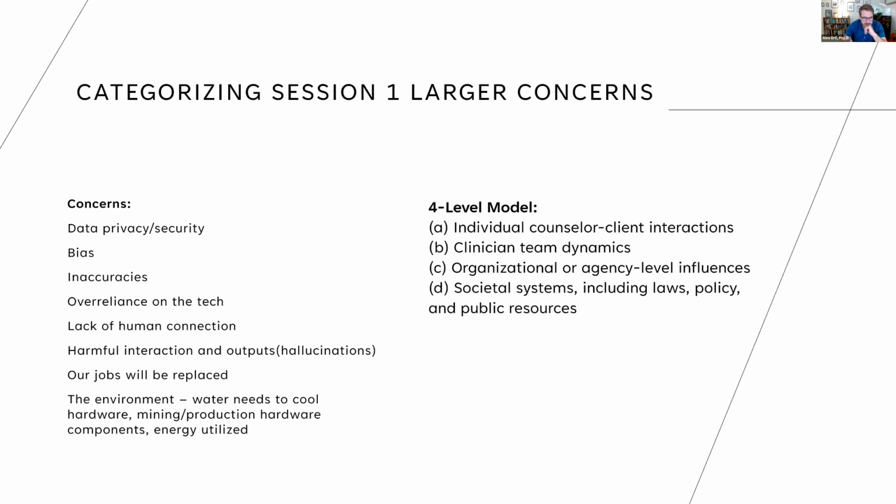So maybe just real quickly, we won't go through Q&A for each of these, just to make sure we've got enough time, but I'll read them again so you can briefly think in your mind what level is maybe most relevant here when we talk about inaccuracies, clinicians or potentially clients becoming over-reliant on technology, the lack of human connection, harmful interaction and outputs, that our jobs will be replaced, and the environment. So we can recognize that throughout each of these, there are probably varying constellations that we need to consider of the four-level model, of what's going to be most relevant and who's the strongest stakeholder here.